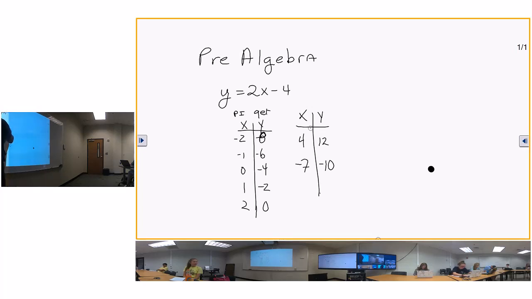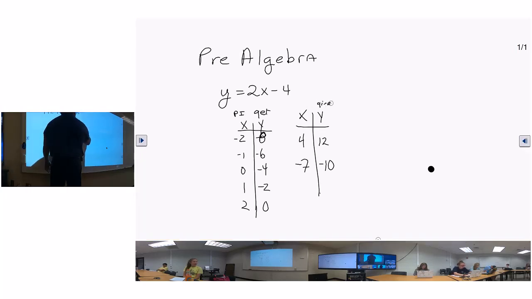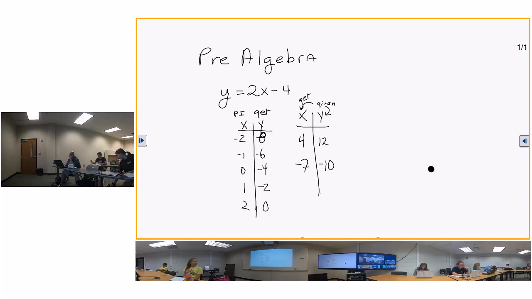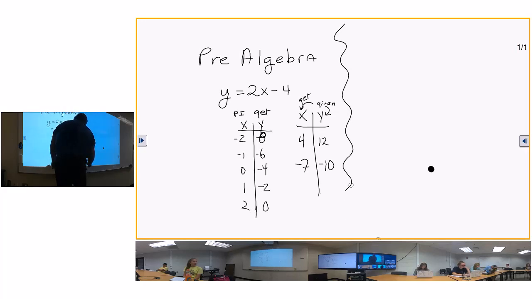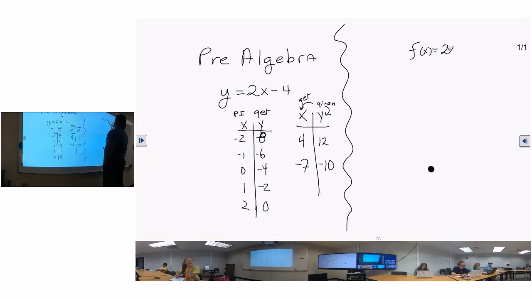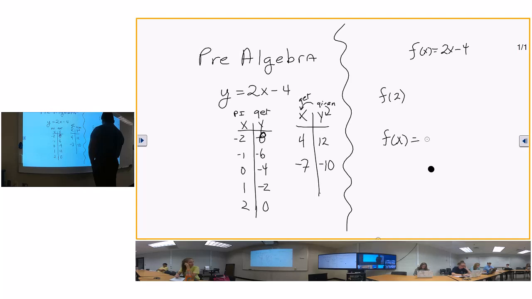So here, you're given y to get what? All right, so let's transition and hold our pinkies up. f of x is equal to 2x minus 4. And I want you to give me f of 2, and I want you to give me f of x is equal to 12.